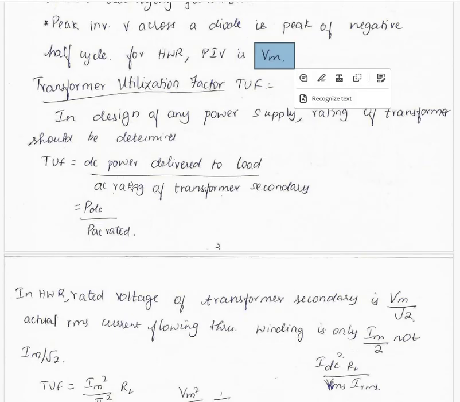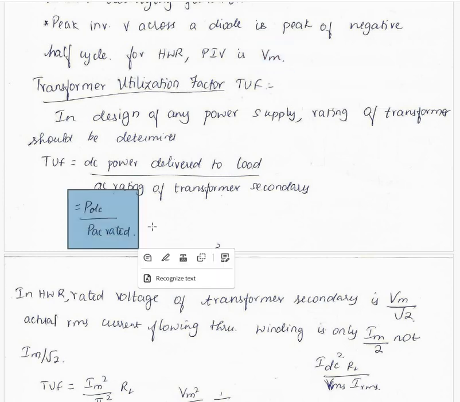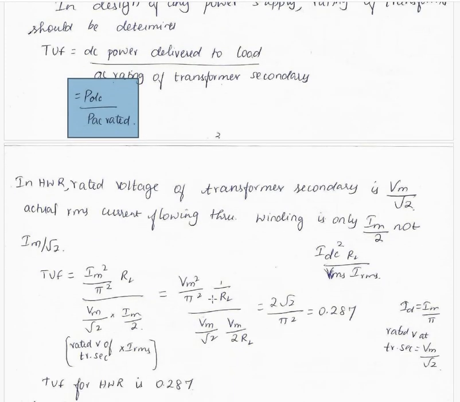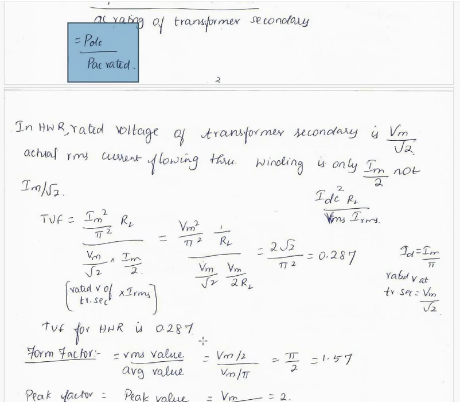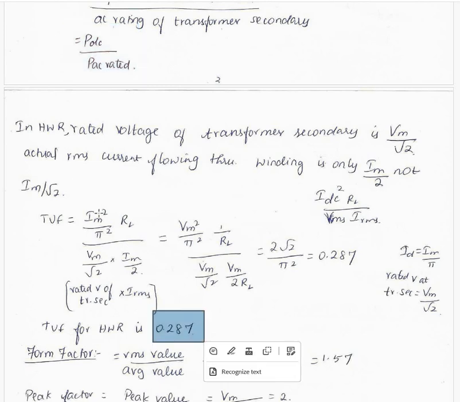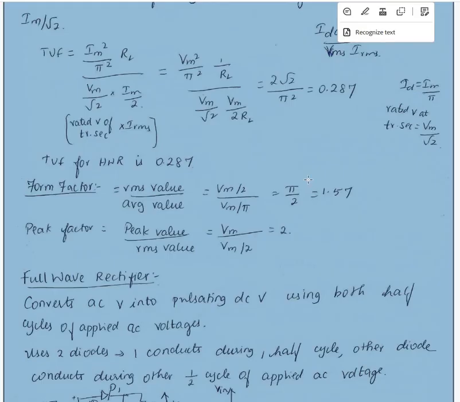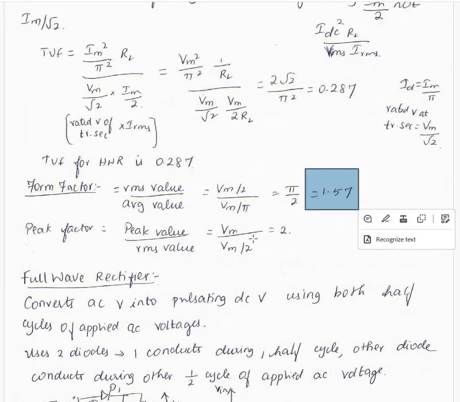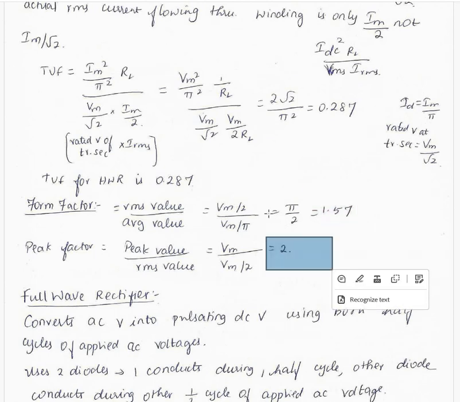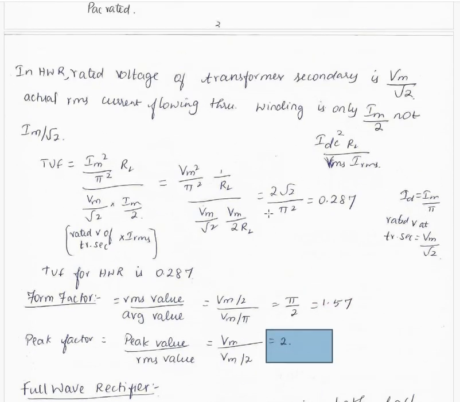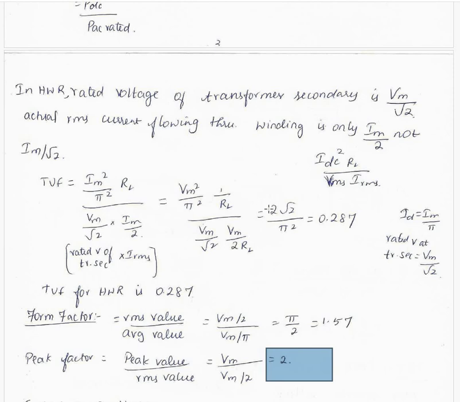Transformer utilization factor is the DC power delivered to the load divided by the AC rating of the transformer secondary, and it is equal to 0.287 for the half wave rectifier. Form factor is RMS value by average value, which is 1.57, and peak factor is peak value by RMS value, which is 2. This is regarding the half wave rectifier.